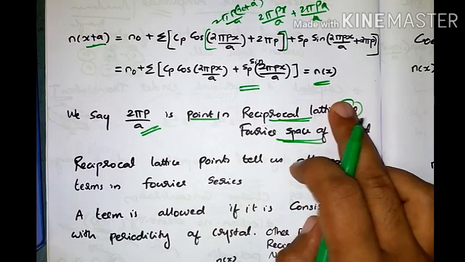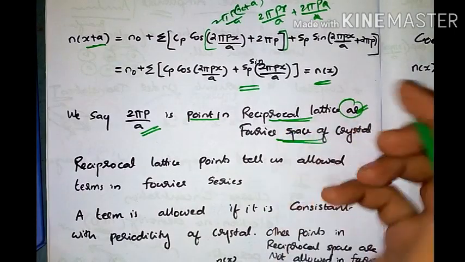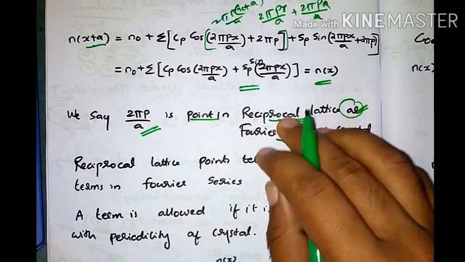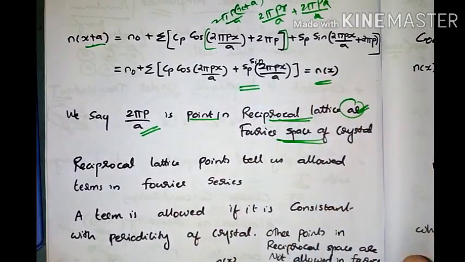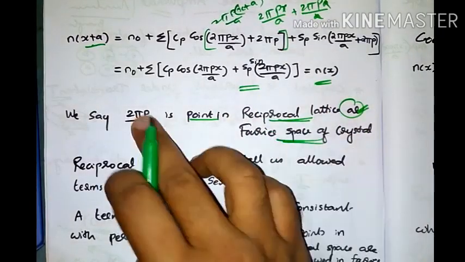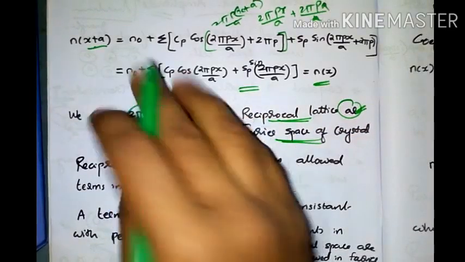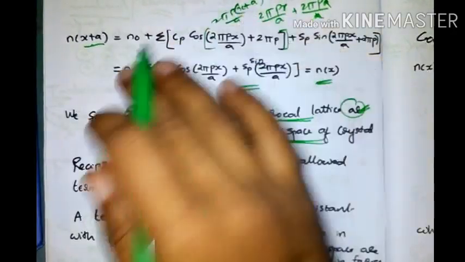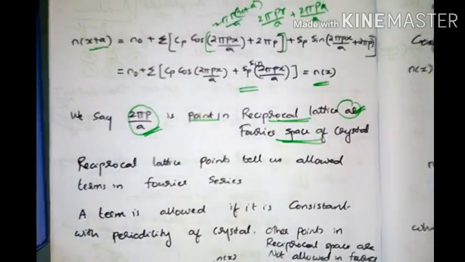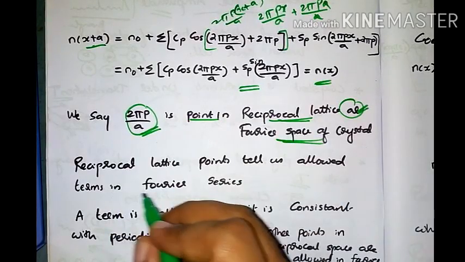Okay, so the meaning of this word is clear as we have discussed it in the previous part. Taking a direct lattice to Fourier space means taking a direct lattice to reciprocal lattice. So these reciprocal lattice points are denoted by 2 pi p by a, and we obtain this 2 pi p by a from Fourier expansion. So I hope you can make those connections. Now the reciprocal lattice points tell us the allowed terms in a Fourier series.